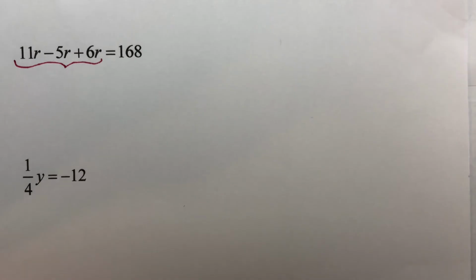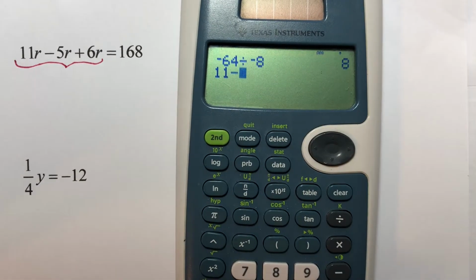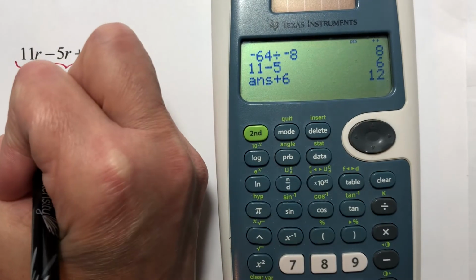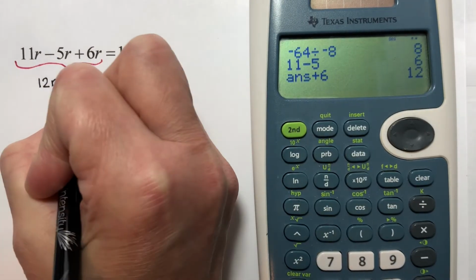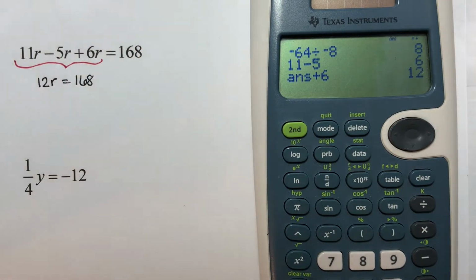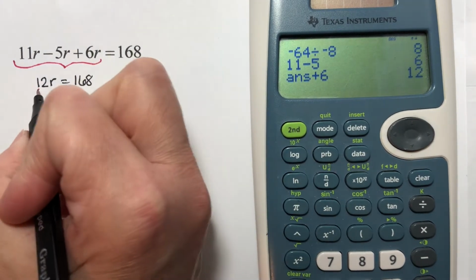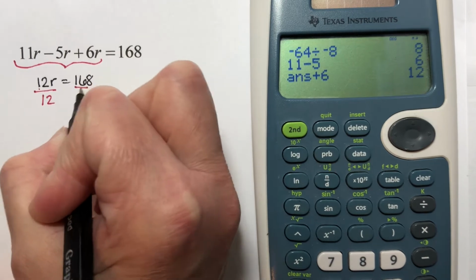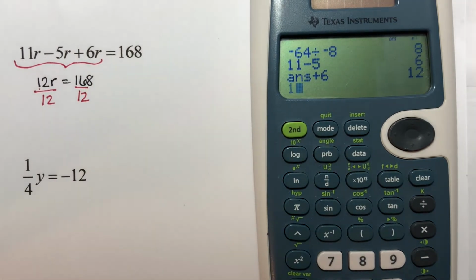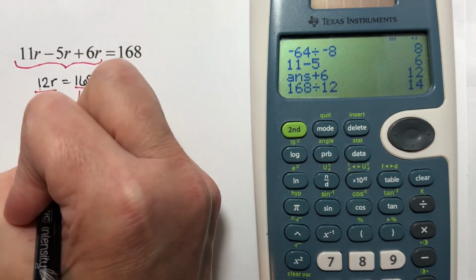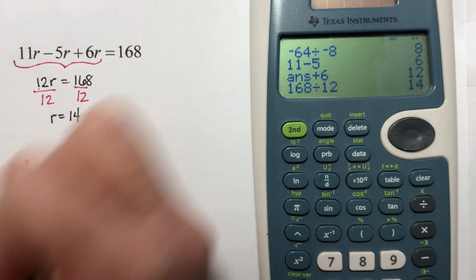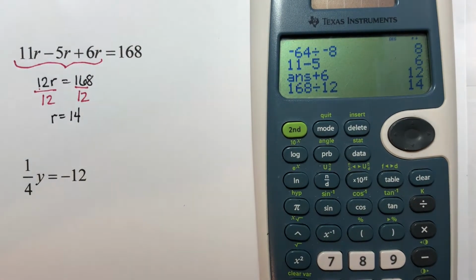11 minus 5 is 6. 6 plus 6 is 12. So that is 12r is equal to 168. Now we want to get rid of this 12. That's a multiplier, so divide both sides by 12. 168 divided by 12, and you get that x, or in this case r, is equal to 14. So your solution there is 14.